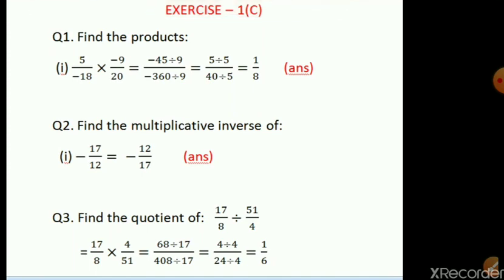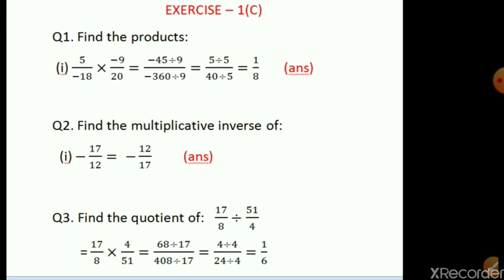Question number 3. Find the quotient of 17 by 8 divided by 51 by 4. This can be written as 17 by 8. Division will be changed into multiplication, and 51 by 4 will become its multiplicative inverse, that is 4 by 51. Now multiplying the numerators, that is 17 into 4 is 68. 8 into 51 is 408.